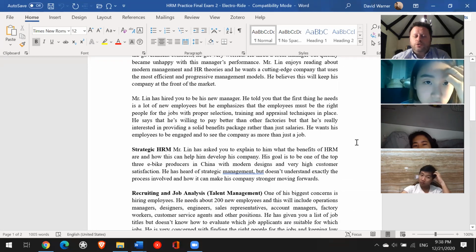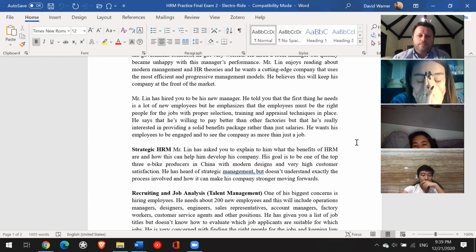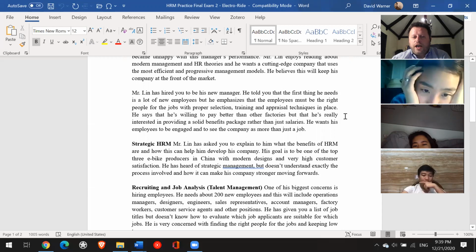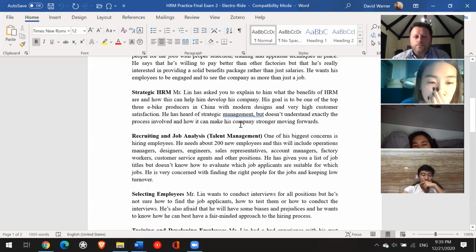Mr. Lin has hired you to be his new manager. He told you that the first thing he needs is a lot of new employees, but he emphasizes that the employees must be the right people for the jobs with proper selection, training, and appraisal techniques in place. He said that he's willing to pay better than other factories, but he's really interested in providing a solid benefits package rather than just salaries. He wants his employees to be engaged and to see the company as more than just a job. Now, in this example, I've separated these for you so you can see exactly what I'm asking for.